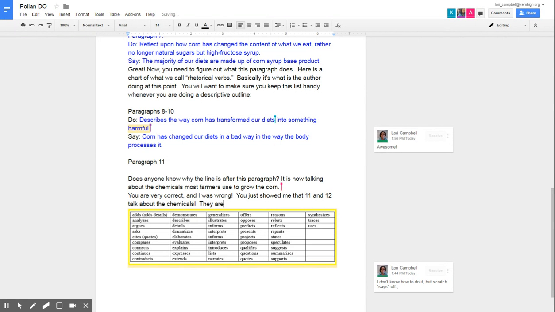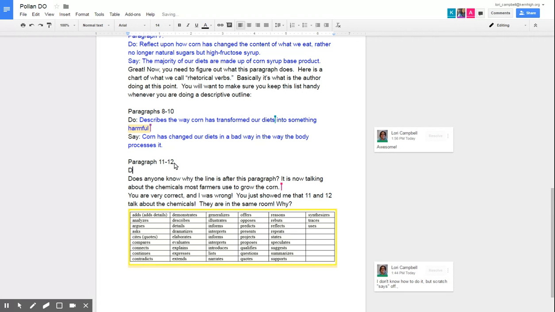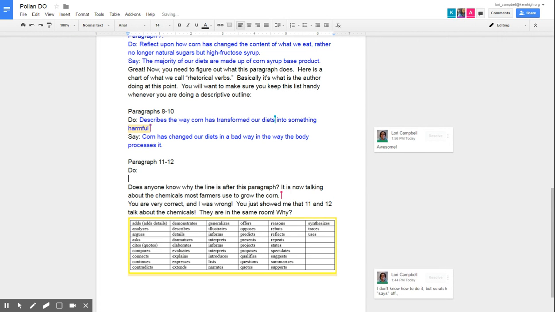So why are they two different rooms? Because I got it wrong. They are in the same room. Why is it that they're in the same room? Because they both talk about the same. Mm-hmm. Yep.